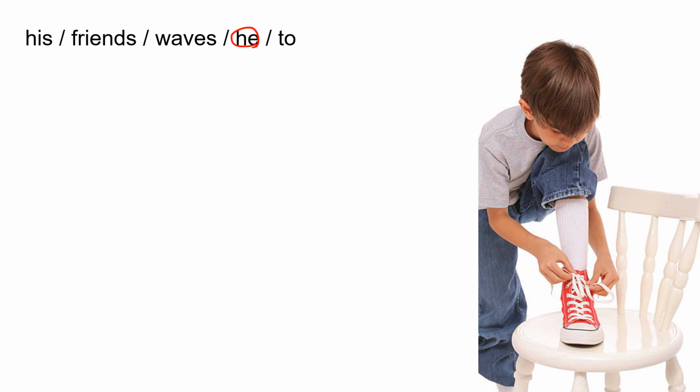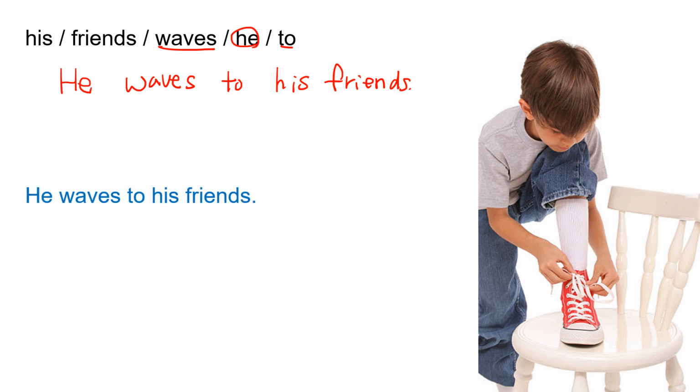And he is the subject. So he, and we have a verb, wave. He waved, and then waves. Waves to his friends. He waves to his friends. In order to pronounce S, say waves. Waves to. He waves to his friends. Friends. One more time. He waves to his friends.